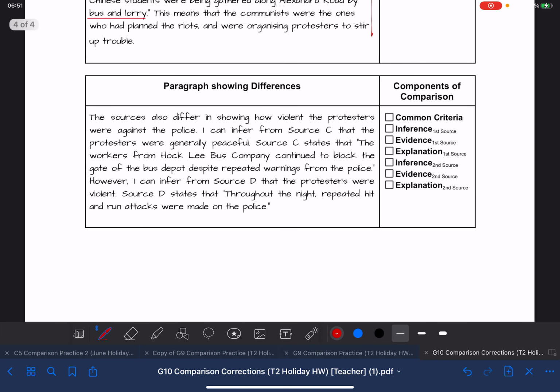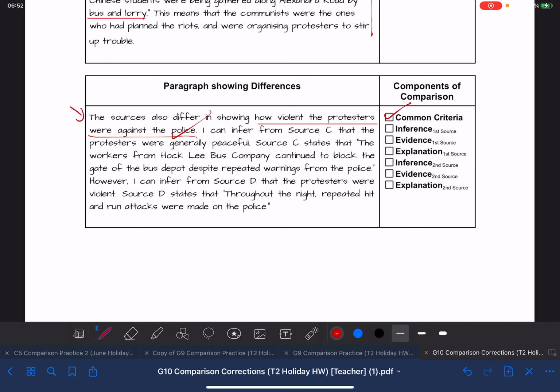Okay, I hope that you have also paused the video to mark this. If you haven't paused to try out marking, please do so. Okay, so let's go through this together. The sources also differ in showing how violent the protesters were against the police. Okay, good. So unlike the previous example, this student actually gives a common criteria.